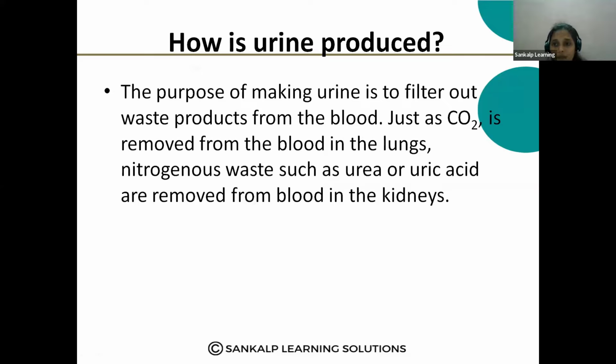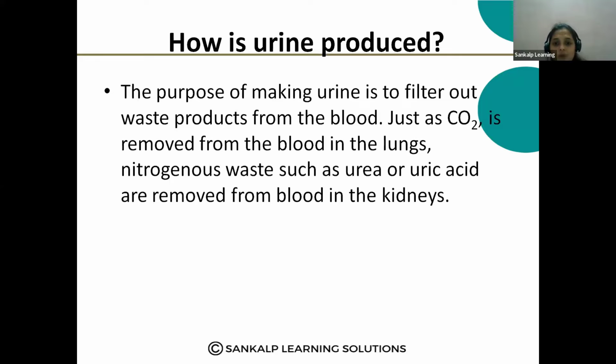So, very important for your board exam. Here inside the kidney, there are special structures known as nephrons. Before studying the structure of the nephron, the purpose of making urine is to filter the waste products from the blood. Waste products means nitrogenous waste.